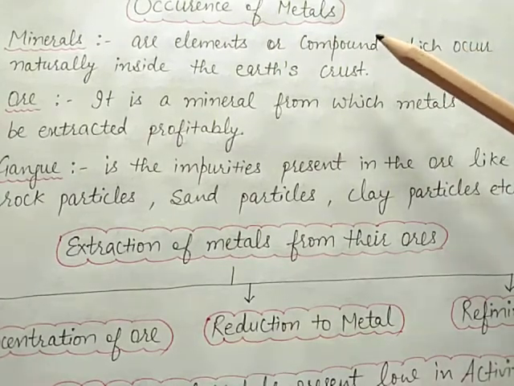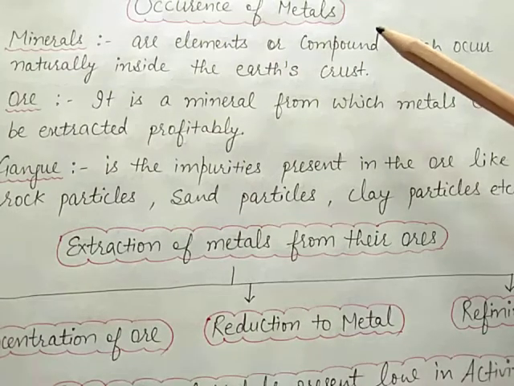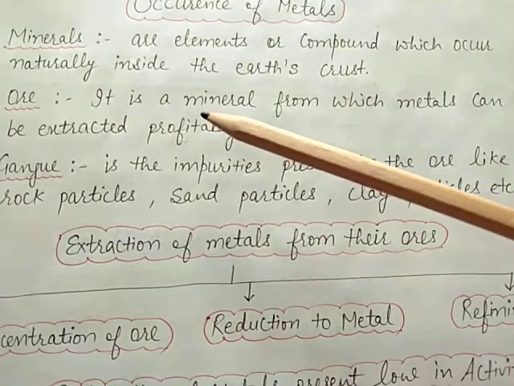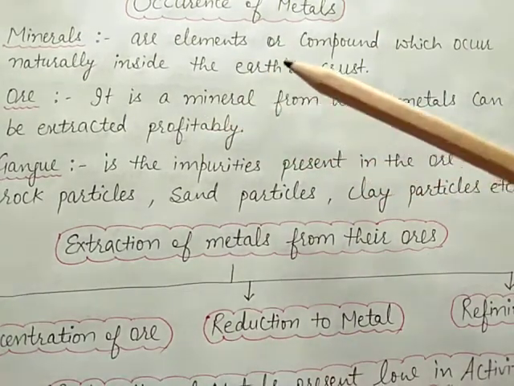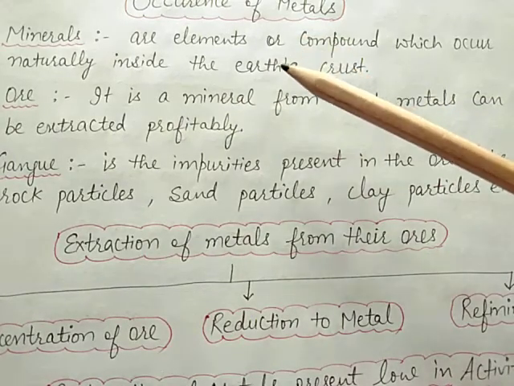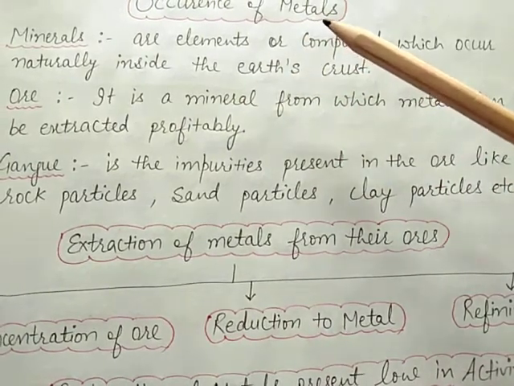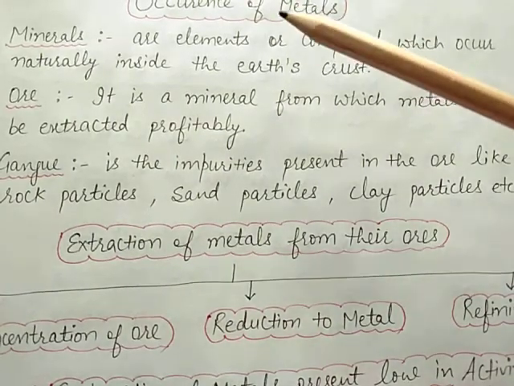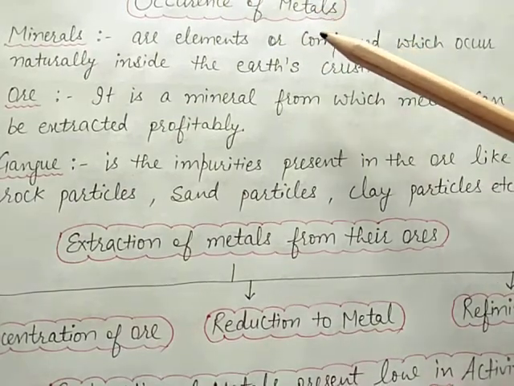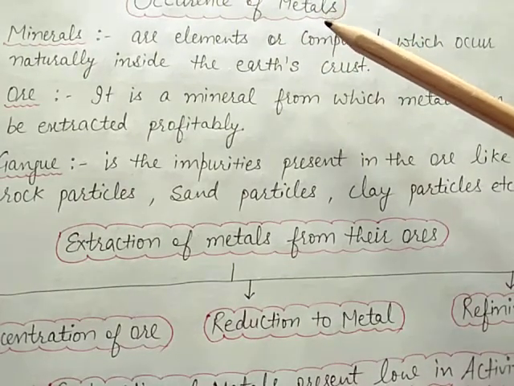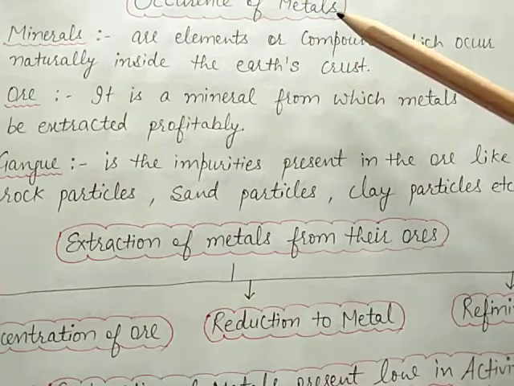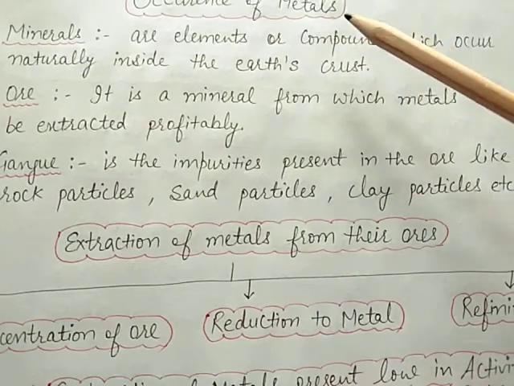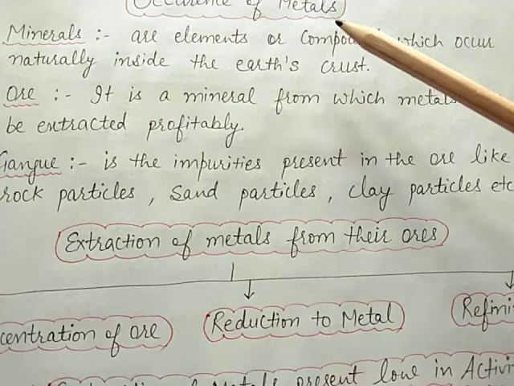Now the question arises, how do metals exist? In the form of minerals or in the form of ores? This depends on the nature of metals and also their reactivity. The temperature below the earth surface is high. So metal exists in combination with other elements, both metals and non-metals. They don't exist in free state. This is called the native state.